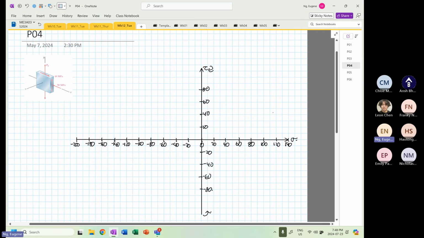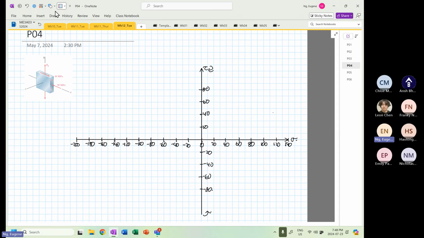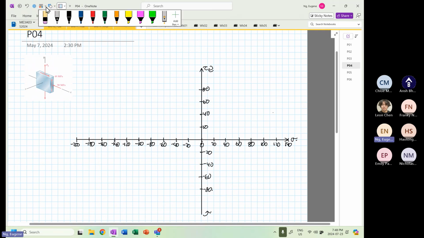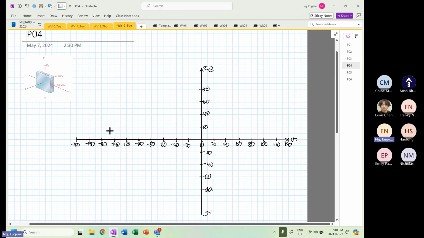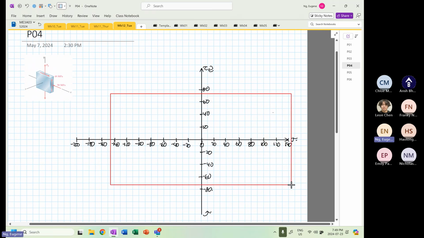I'm going to follow this by sketching a red box. So the red box will go up to the shear of 73. I'm going to eyeball 146 and 73. So this is just a sketch. So 73 is about here, and then I'm going to sketch up to 146.